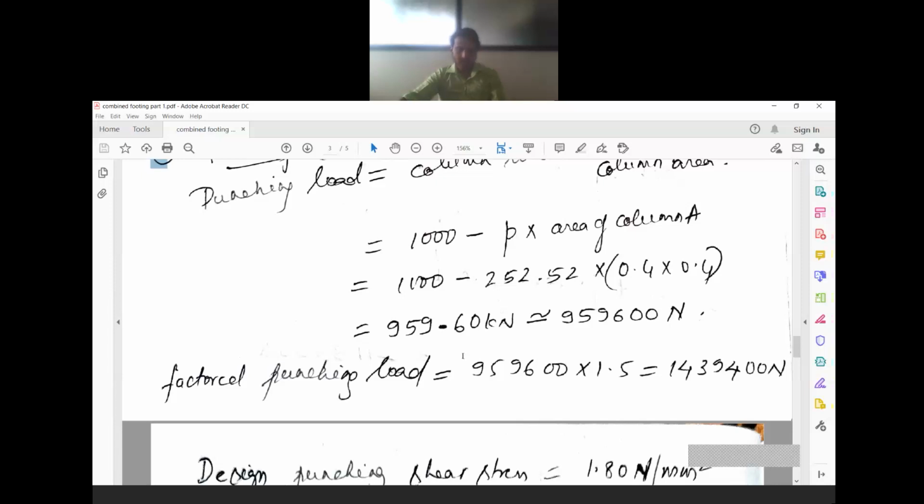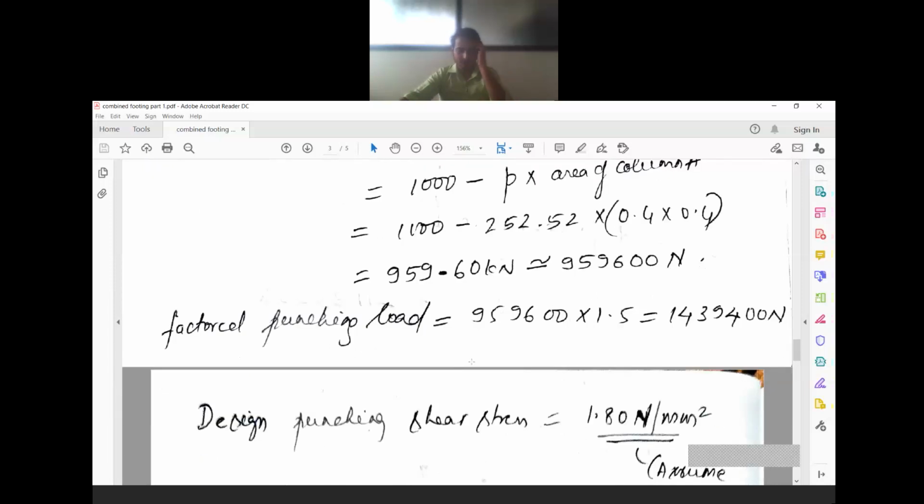So the final answer will be 959.60 kilonewton, which is 959600 Newton. We shall calculate the factored punching load by multiplying the answer by 1.5, and we get 1439400 Newton. So this is the factored punching load.